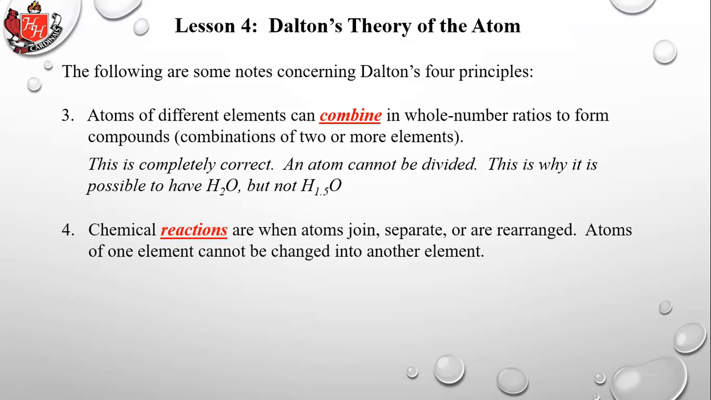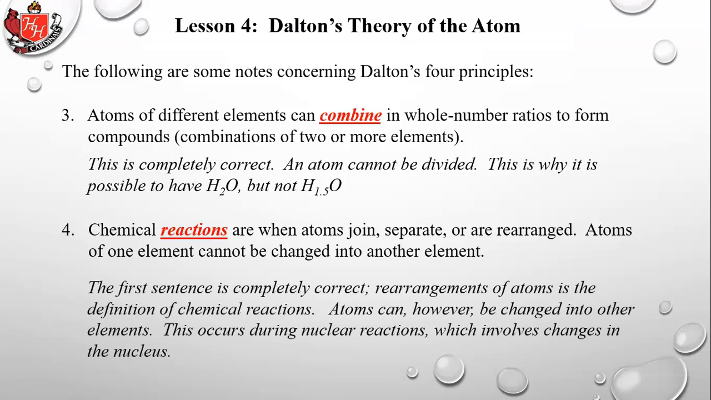And 4, chemical reactions are when atoms join, separate, or are rearranged. Atoms of one element cannot be changed into another element. The first sentence is completely correct. In fact, it's the definition of chemistry and what a chemical reaction is. It's a rearrangement of atoms. So rearrangements of atoms is the definition of chemical reactions.